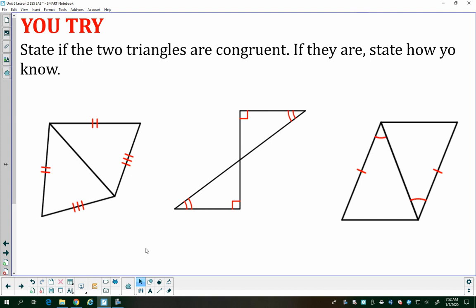So I want you to try these three. Let me number them. This is number 1, 2, 3. So try those three. Answer in the answer space provided. Either type side, side, side, or select side, side, side, side angle side, or not congruent. And then if you continue to watch, I will go over the answers.